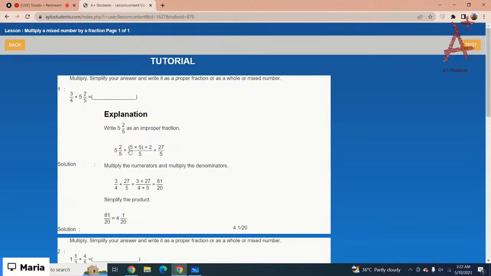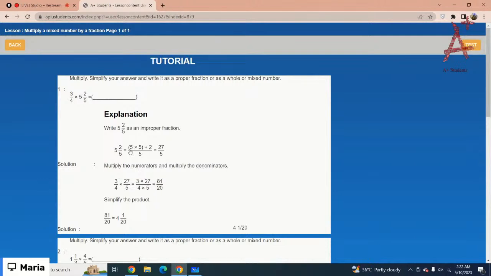It would be 3 over 4 times 5 whole 2 over 5. So it would be 5 times 5 is 25 and 2, 27 over 5. Just convert 5 whole 2 over 5 into an improper fraction, so it would be 27 over 5, and multiply 27 over 5 times 3 over 4. So you do numerator times numerator: 27 times 3 is 81 and 4 times 5 is 20, 81 over 20. When you divide 81 by 20, it would be 4 whole 1 over 20, because 20 times 4 is 80 and you are left with 1.